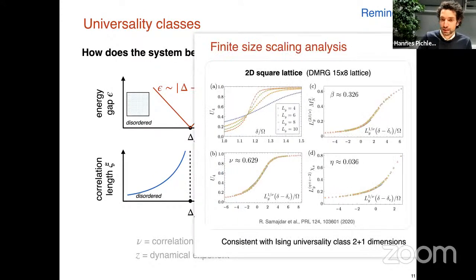You can do numerics and indeed confirm this by a finite size scaling analysis. This is a study that we've done with Ryan and Subir Sachdev at Harvard, using DMRG on finite cylinders, and then doing finite size scaling. You can indeed locate the critical point and confirm that all the critical exponents that you can check are consistent with what you expect from a 2+1 dimensional Ising universality class.